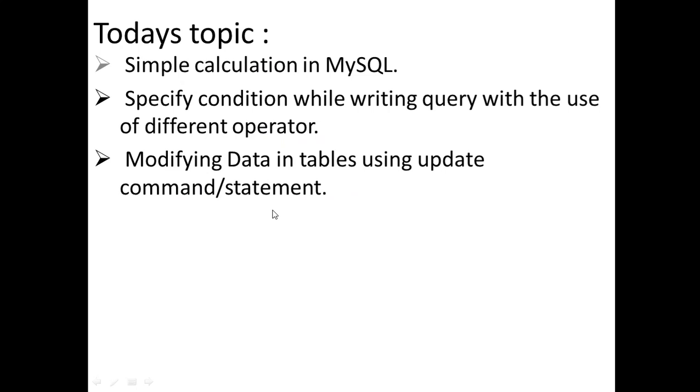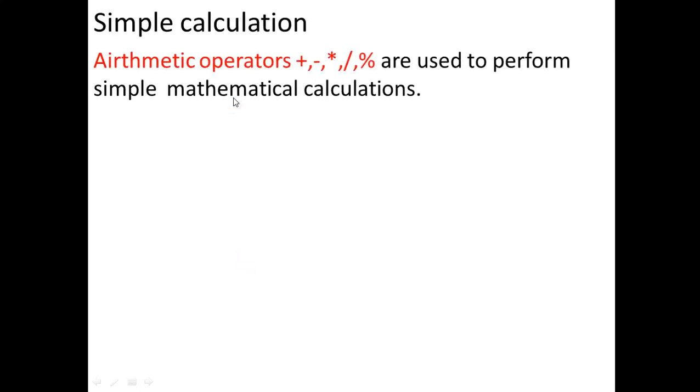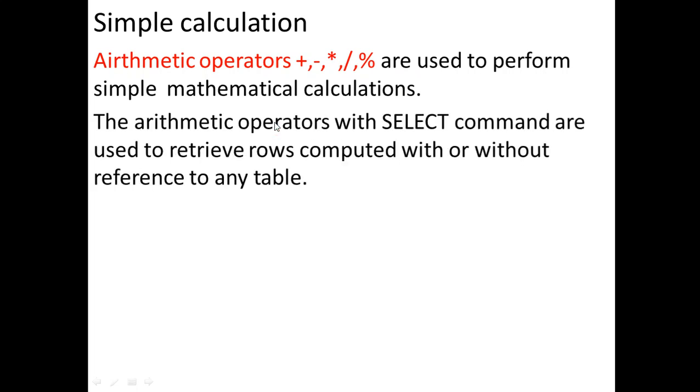First of all, we will see how to do simple calculations in MySQL. Simple calculation means the arithmetic operators that we can use with the help of MySQL: plus, that is the addition operator, subtraction, multiplication, division and the modulus operator. So all these operations can be done in MySQL to perform mathematical calculations. The arithmetic operators with the help of the select command are used to fetch rows computed with or without reference to any table.